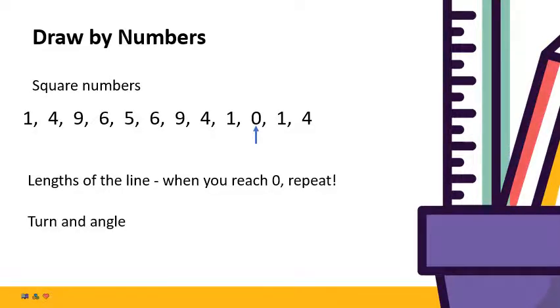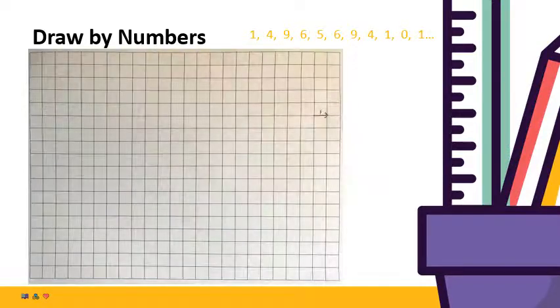Then we need to think about the turn and the angle that we're going to use. So your turn can either be left or right, clockwise or anti-clockwise, and then you need to decide which angle you're going to turn by. So I've decided to take a left turn or move anti-clockwise, and I'm going to move 90 degrees at a time. So just to keep us in mind of the number sequence, the lengths that we're going to be measuring at a time, I've kept it up in the top right in yellow.